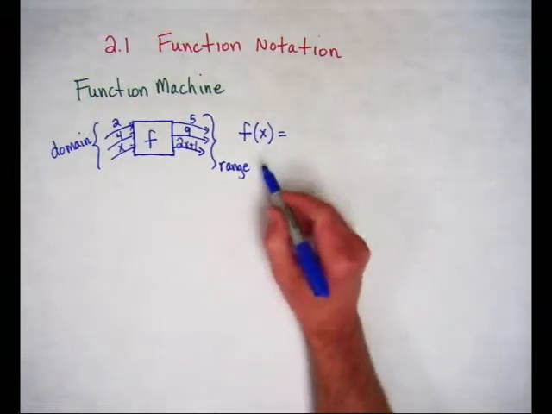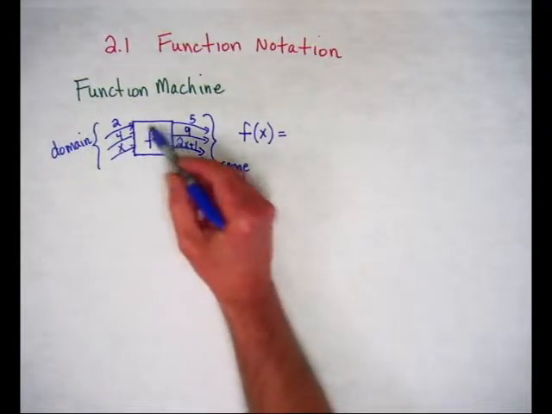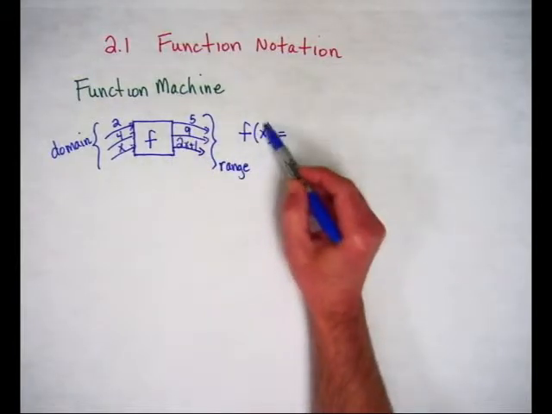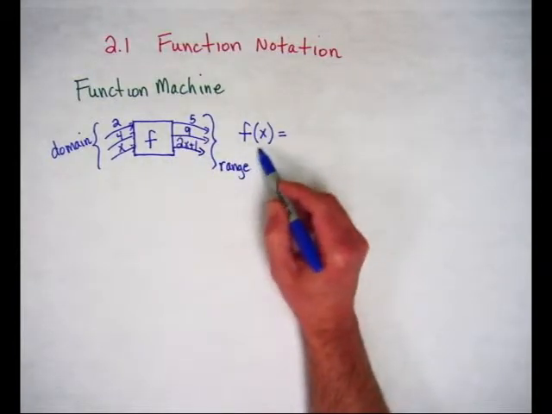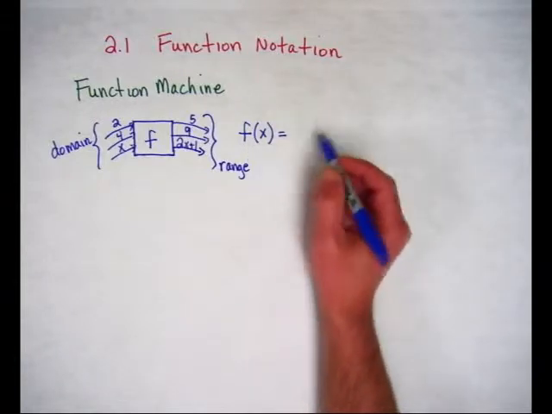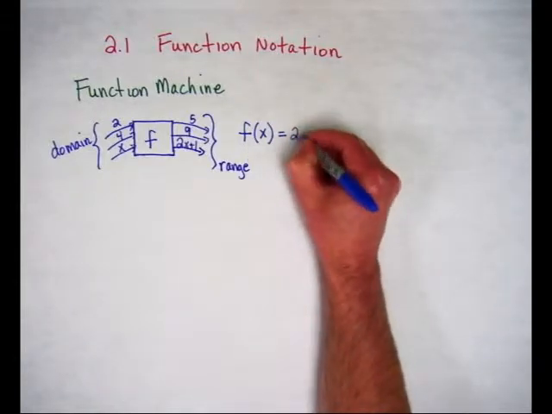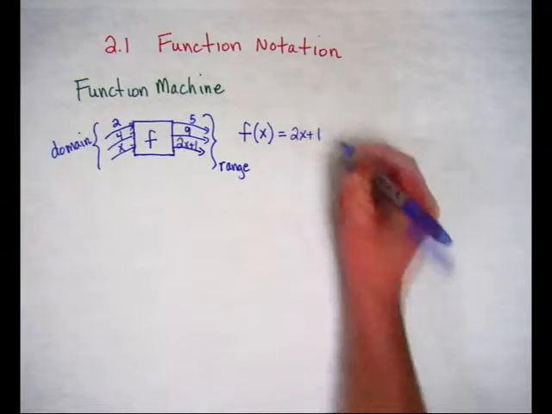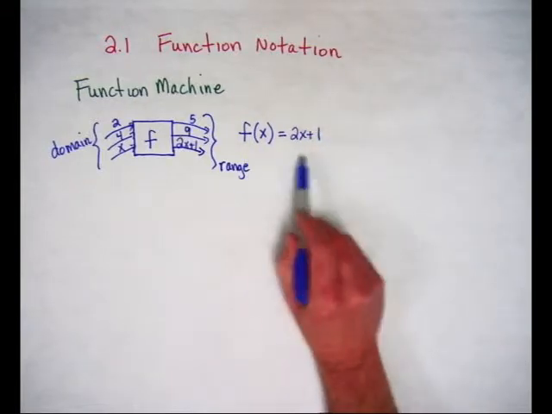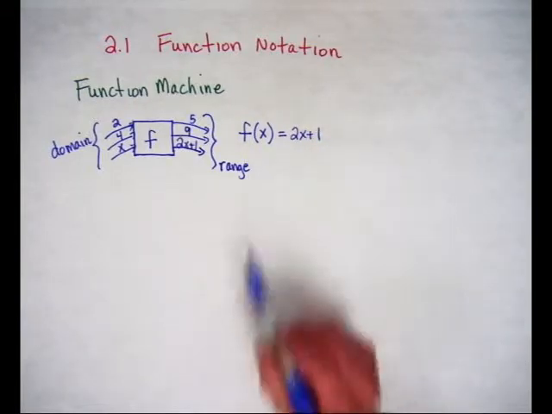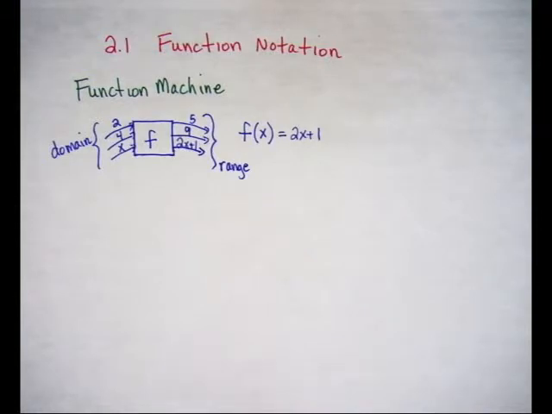So in this case we would say the function f, which is this machine right here, for any value of x, or the way you would read that is just f at x, is equal to 2x plus 1. Now you're probably familiar with this. You've studied function notation before, but I think the function machine gives a really good indication of what's actually happening.